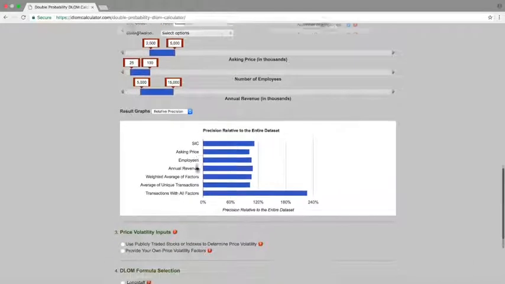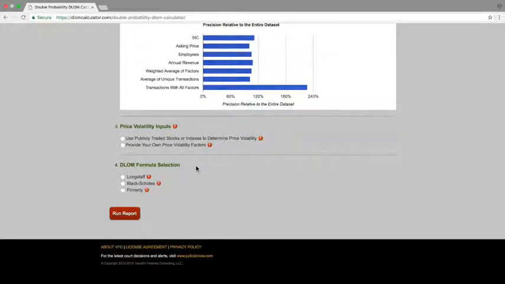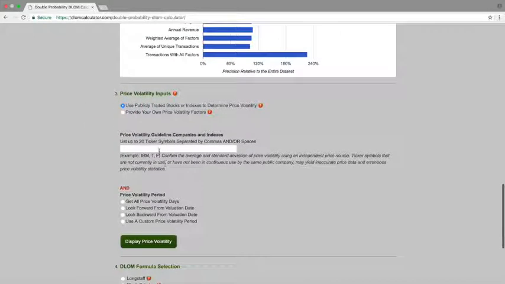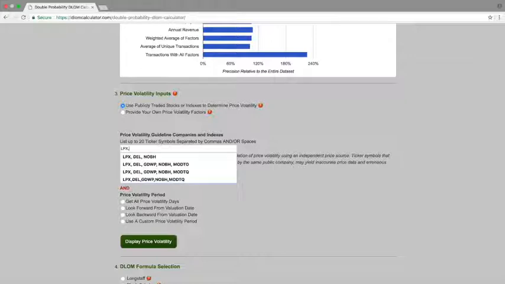Step 3 involves defining the price volatility probabilities. This step is the same as for the price volatility estimation, which was also the subject of another tutorial. Please view the price volatility estimation tutorial for an in-depth demonstration of the features available for price volatility inputs. We will use the same selections made in that tutorial. The price volatility guideline companies for this DLOM tutorial are Louisiana Pacific Corporation, ticker symbol LPX. LPX is classified in SIC code 2400, which is lumber and wood products except furniture.